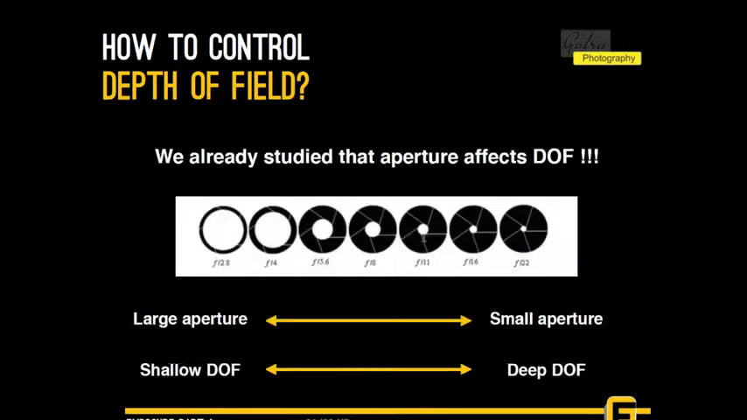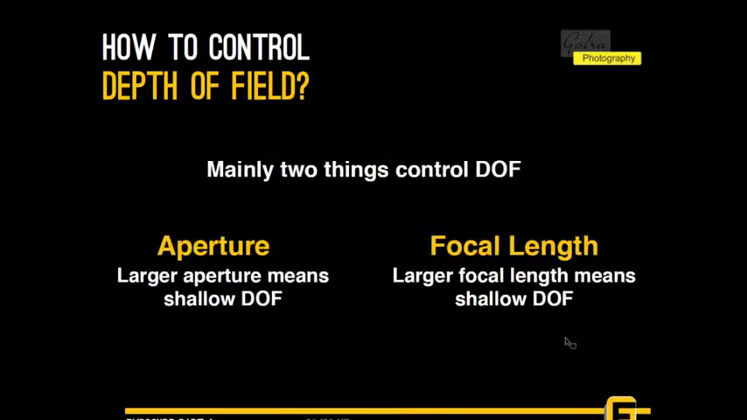Depth of field. Okay. So depth of field, you already know. If you have the aperture wider open, you will have shallow depth of field, meaning you have a lot of blurry background. If you have a smaller aperture, you will have a perfectly sharp background without any blur. So larger aperture means shallow depth of field.